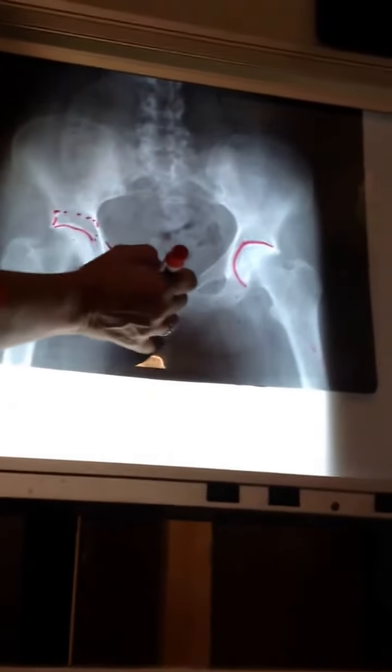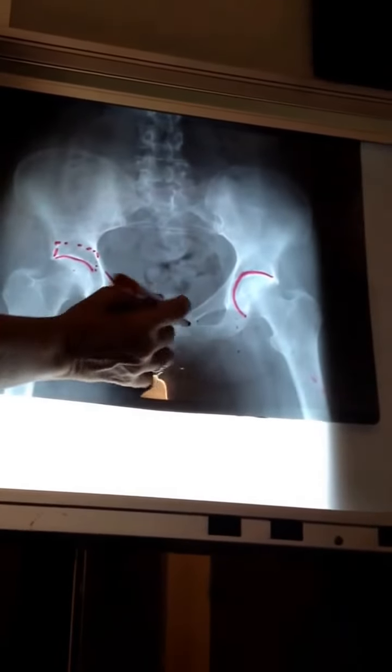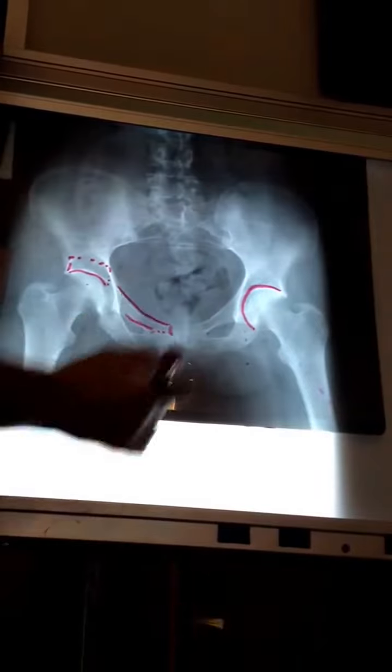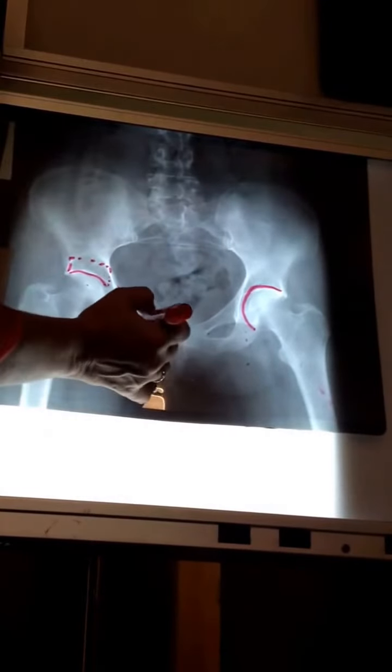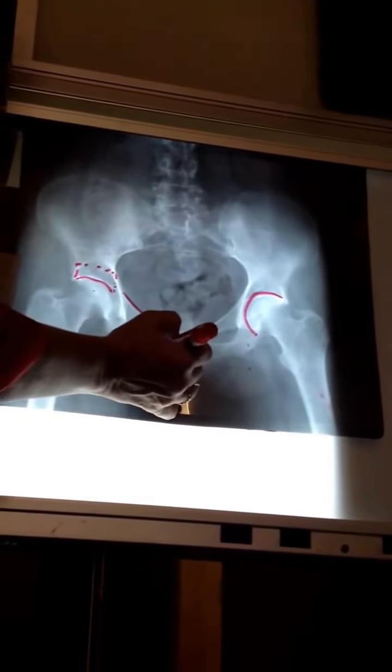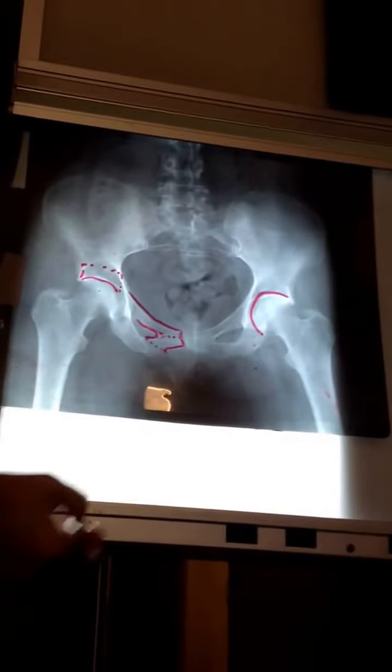Body of the ilium. Body of the ilium, okay. This right here is the superior ramus of the pubis. This is the inferior ramus of the pubis, okay?